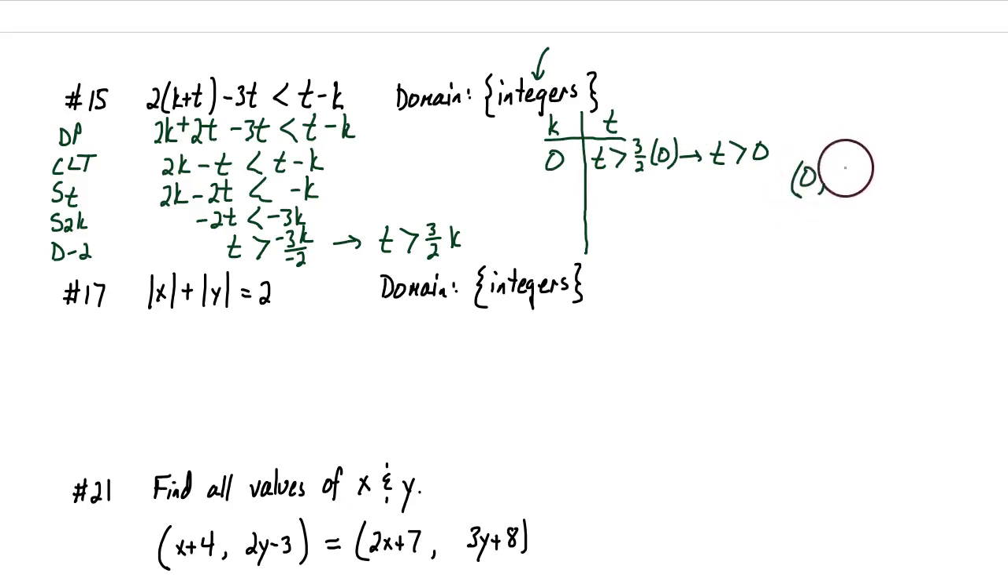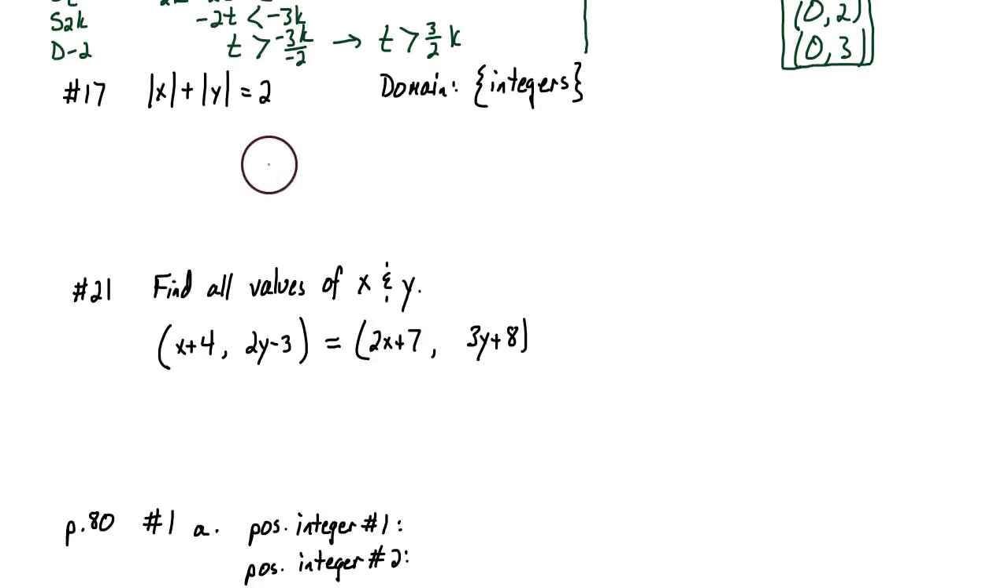When k is 0, one possible answer for t would be any number greater than 0, such as 1. Let's try another one. When k is 0, what's another possible answer for t? Remember, t is anything greater than 0. Well, it could be 2. And another possibility, t could be 3. Here are 3 roots to the original equation.